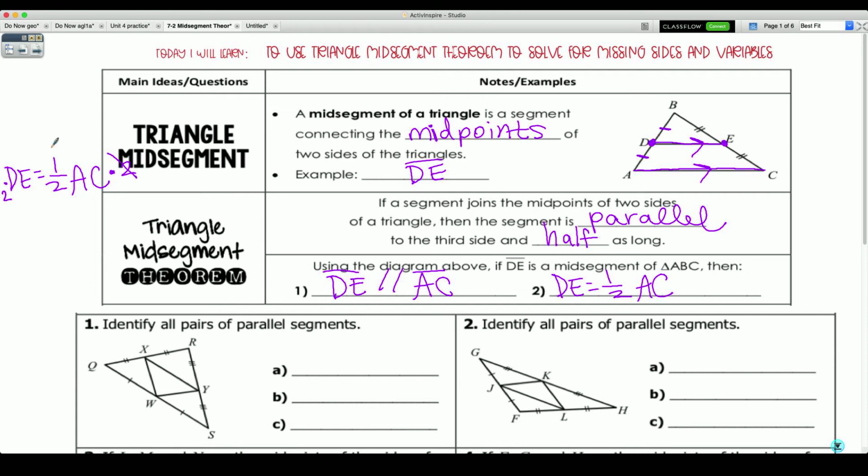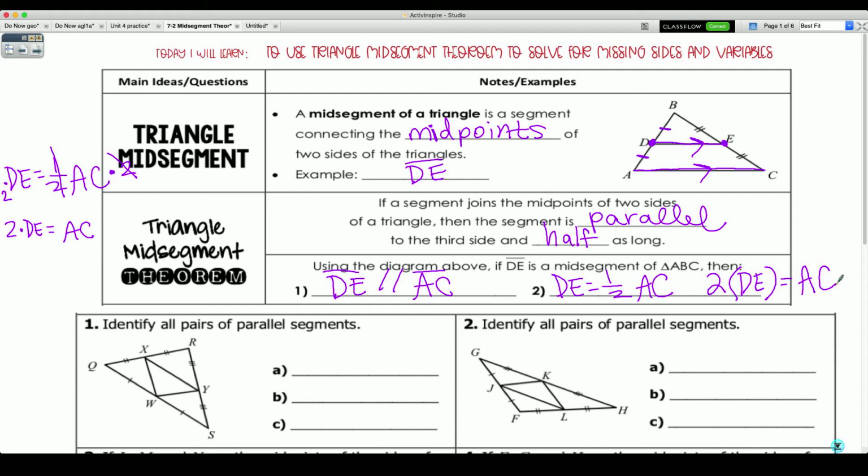So this is the way that I prefer to write it. I'm going to say that 2 times DE is equal to AC, and I'm going to write that actually over here. So 2 times our midsegment is equal to that side. And that's what I prefer to do. I just don't like working with fractions as much. So 2 midsegments equal 1 side.